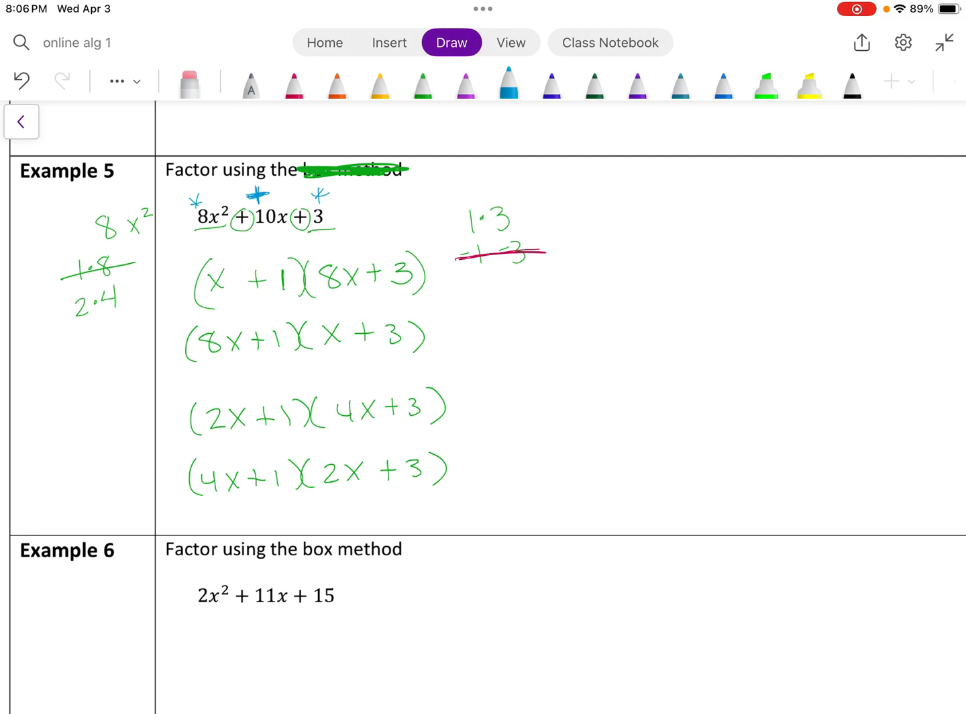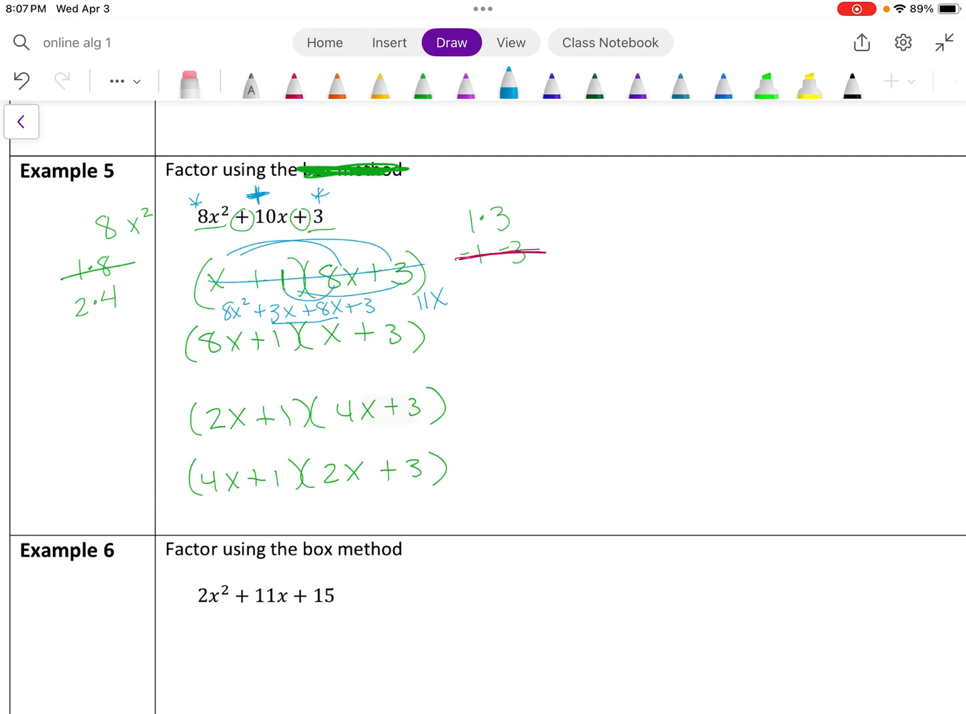So we have to do our FOIL. We have to multiply to figure out which one of these would work. Here's my x times 8x is 8x squared, like we said. Then we'd have x times 3 is 3x. 1 times 8x is 8x. 1 times 3 is 3. This is adding to be 3x plus 8x is 11x. That's not what we're looking for.